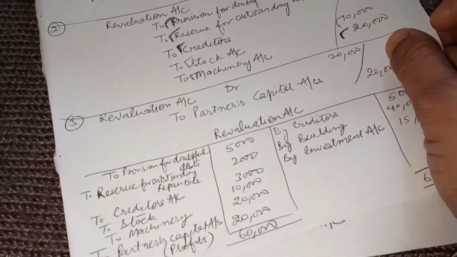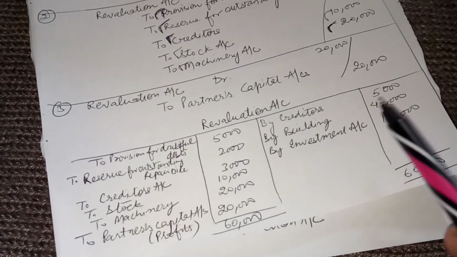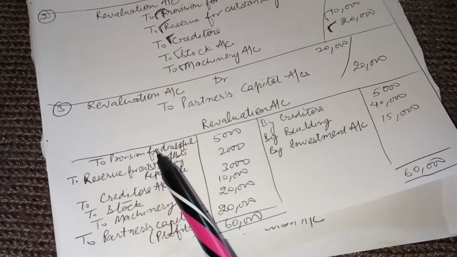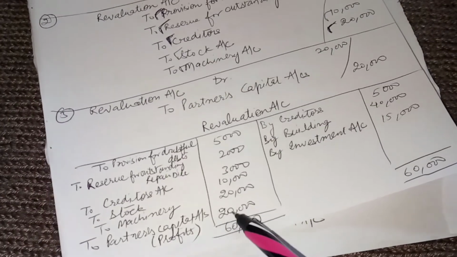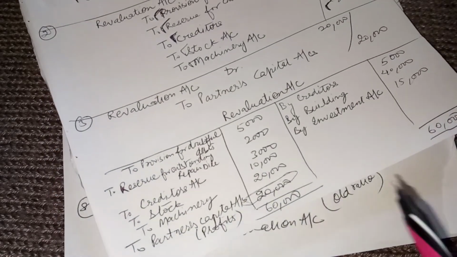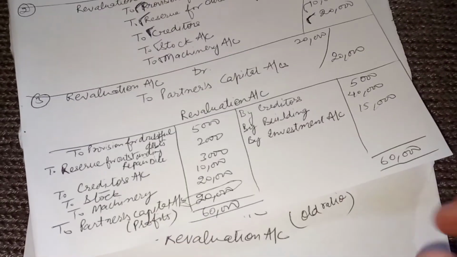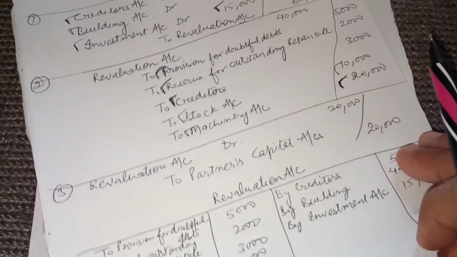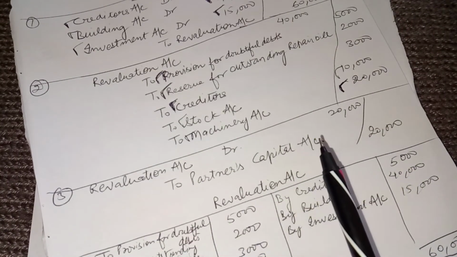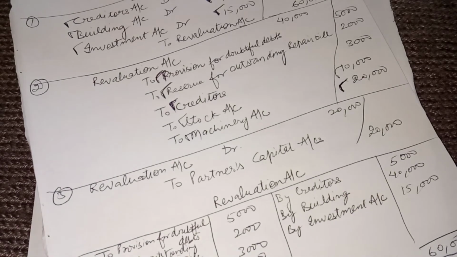Now if we prepare the revaluation account here, by creditors 5,000, building, investment, and all the provisions, the balancing figure comes out to be 20,000, which is a gain of the partners, and it will be transferred to partners capital account in their old profit sharing ratio. That means revaluation account debit to partners capital account for the profit transfer. So it is the first basic example.